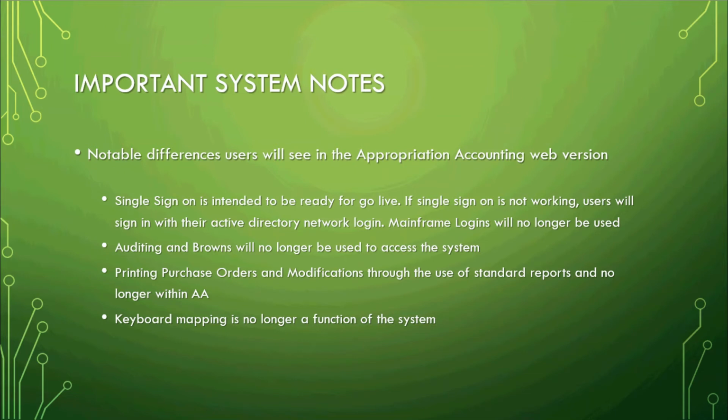Printing purchase orders and modifications. Users who printed purchase orders and modifications will now use ODOT's standard reporting functionality to view and print them. The purchase orders and modifications will look exactly the same, but by moving this functionality outside of the system, it will enhance user experience by allowing them to view, print, or make copies as needed. There will no longer be a restriction on accessing these documents.